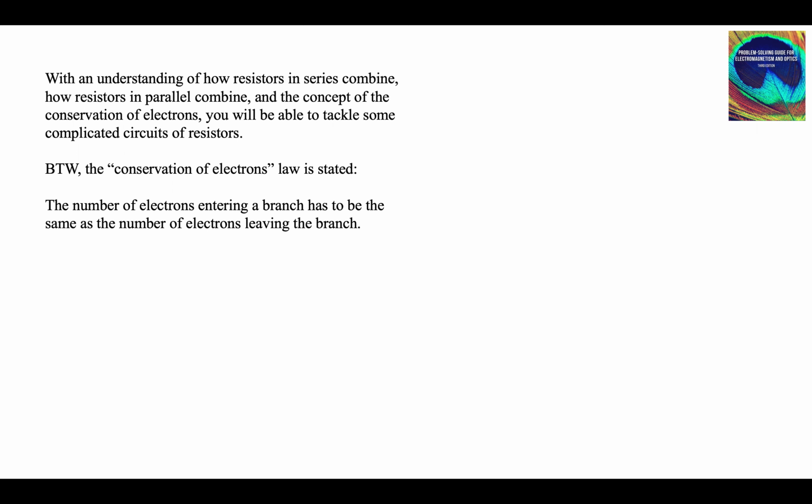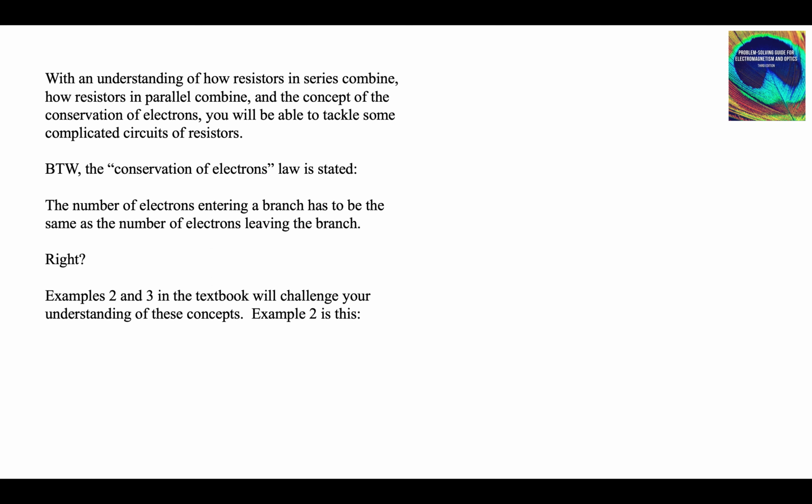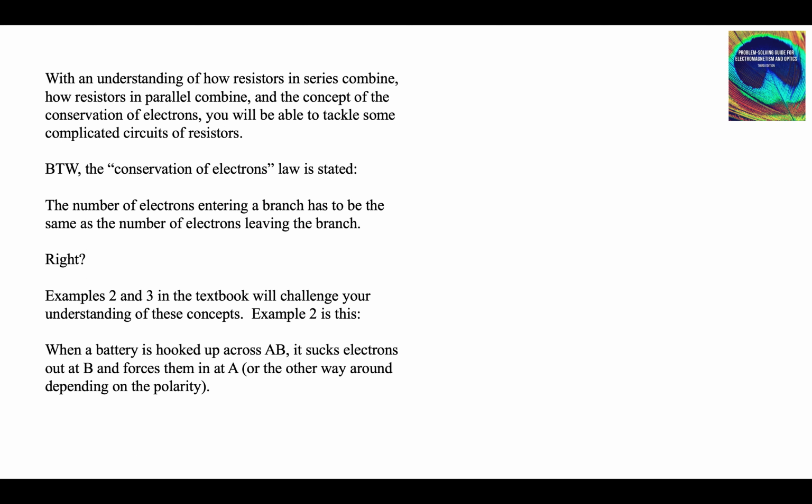So now with an understanding of how resistors combine in series, in parallel, and the concept of electric current splitting at branches, you can tackle some nice complicated circuits. So this conservation of electrons law is stated: number of electrons going in equals the number of electrons going out. It's not rocket science. So there's some great examples in your textbook of complicated circuits. Here's example 2.